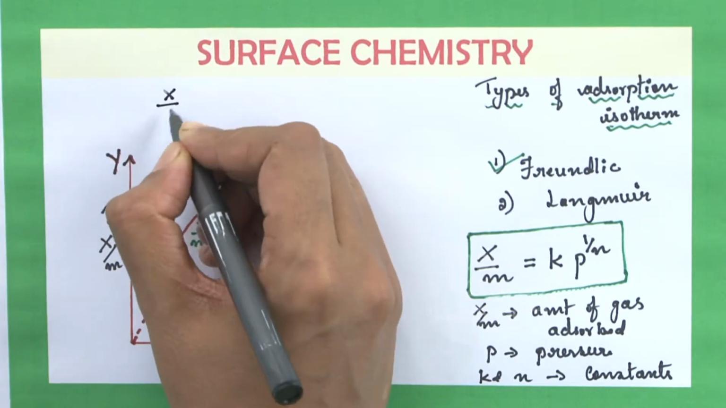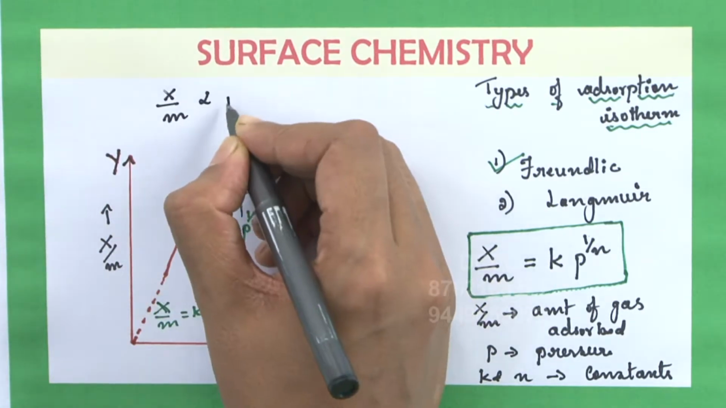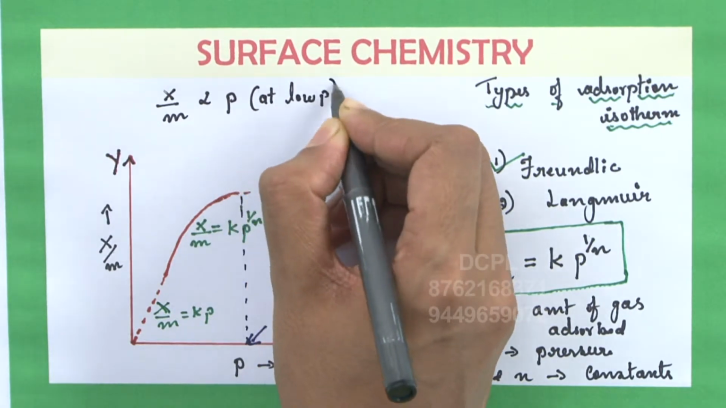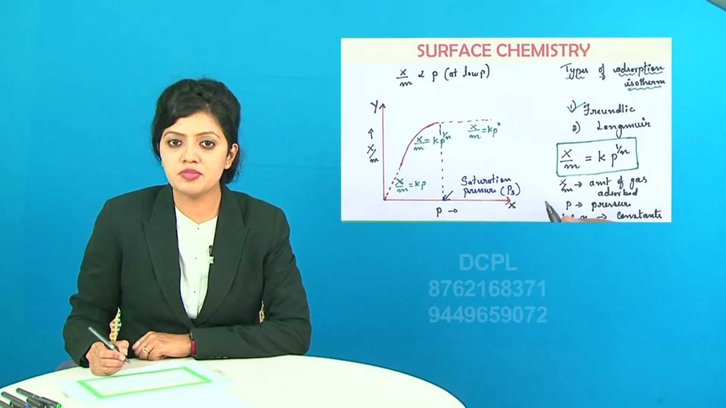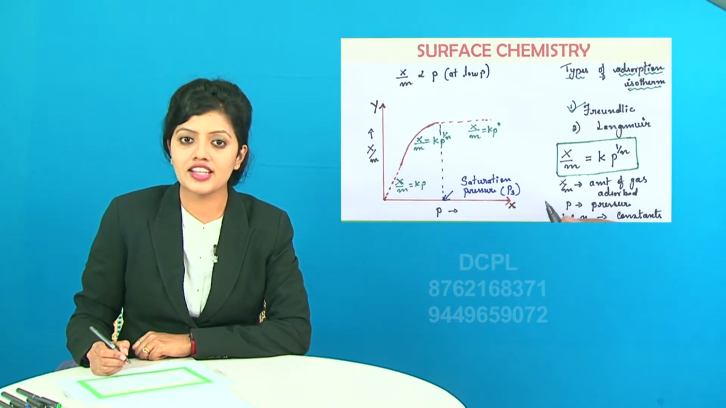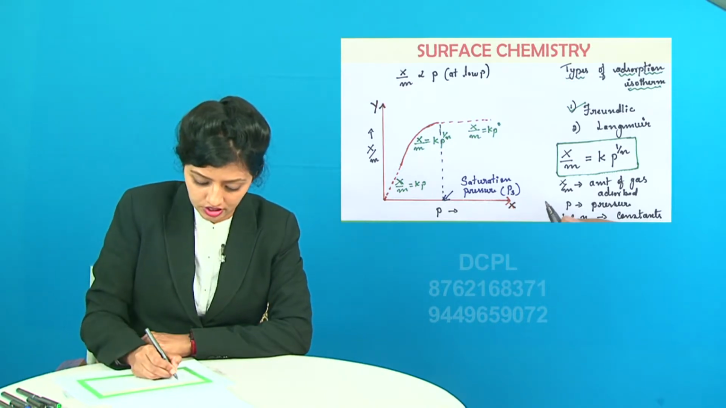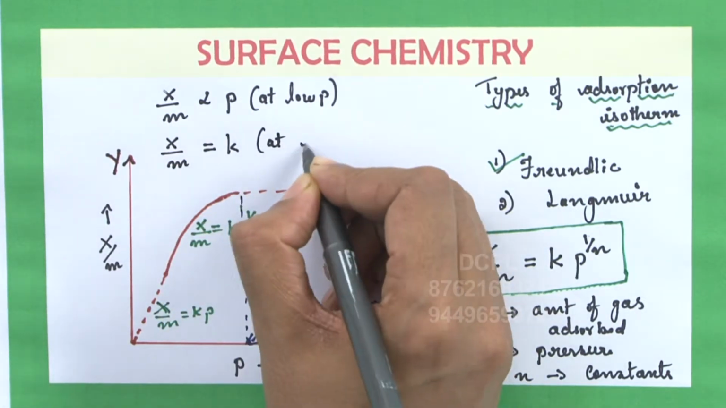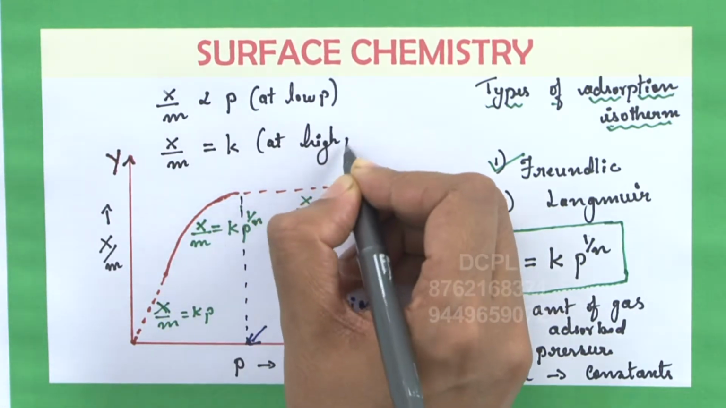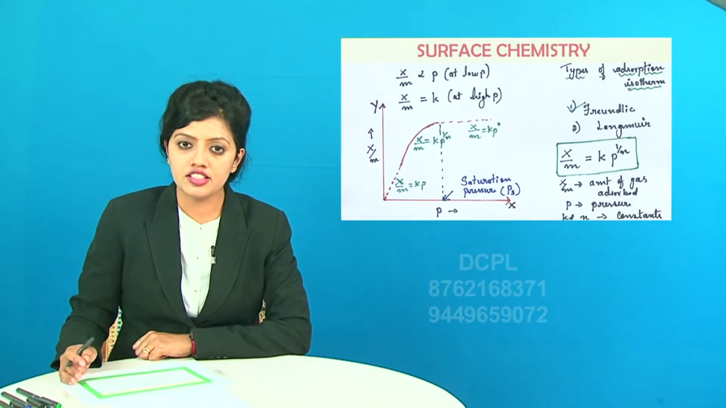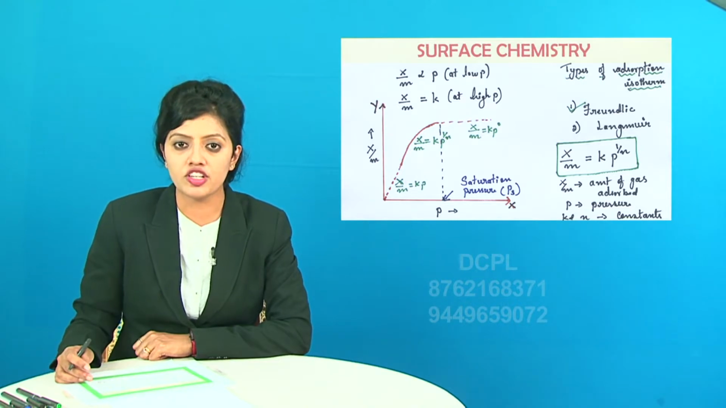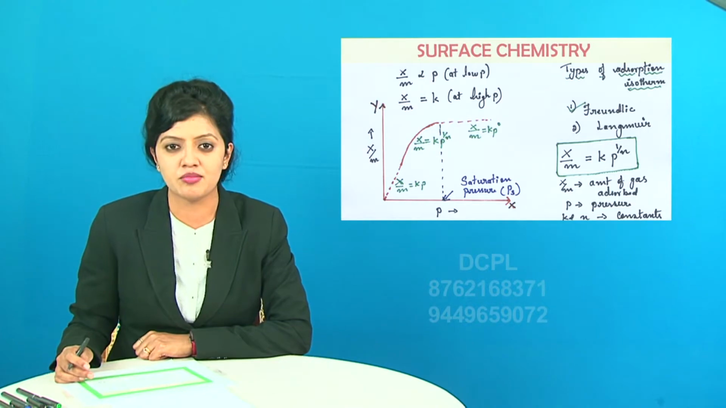From the graph, we can conclude that x by m is directly proportional to equilibrium pressure at low pressure. That is, x by m is directly proportional to pressure, and that is only at low pressure, whereas x by m is equal to k at high pressure. In this, we are supposed to remember the expression given by Freundlich adsorption isotherm, because it is important from the point of view of examination.